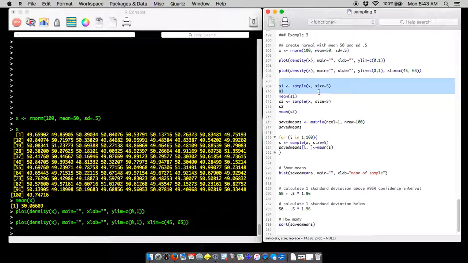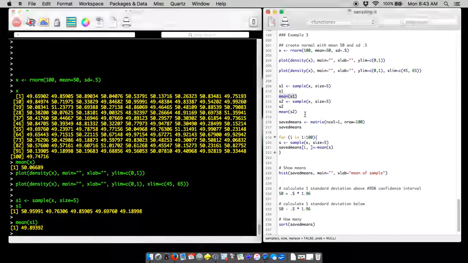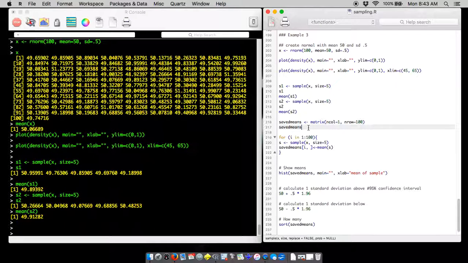So what we want to do is take a sample of 5 observations from this population. And these are the observations we get: 50.9, 49.7, 49.85, and so on. We can take the mean of that, and we get 49.89. We can do that again a second time. Here we get a mean of 49.9. Now, how can we indicate some confidence that the sample we took came from this population? What if we didn't know the population from which we took the sample? Could we say that this sample, with a mean of 49.89, came from this population that we generated here?